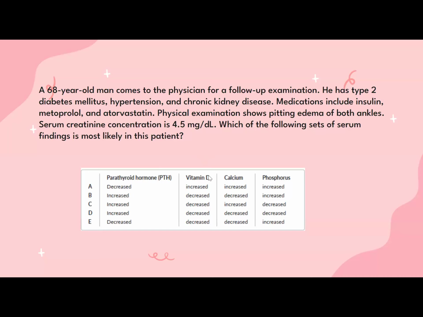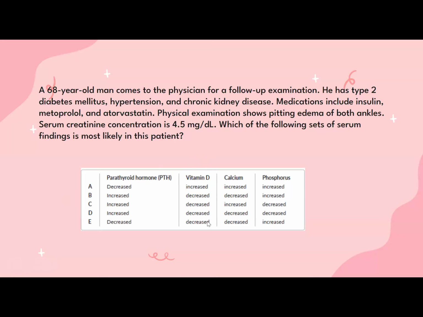When you have CKD, your 1-alpha hydroxylase enzyme is not really working as well, so your vitamin D is not going to get activated. You're not going to have the active form, 1,25-dihydroxycholecalciferol. You're probably just going to have the unactivated version. So your vitamin D would be decreased. Immediately, we rule out A. So it's either B, C, D, or E.